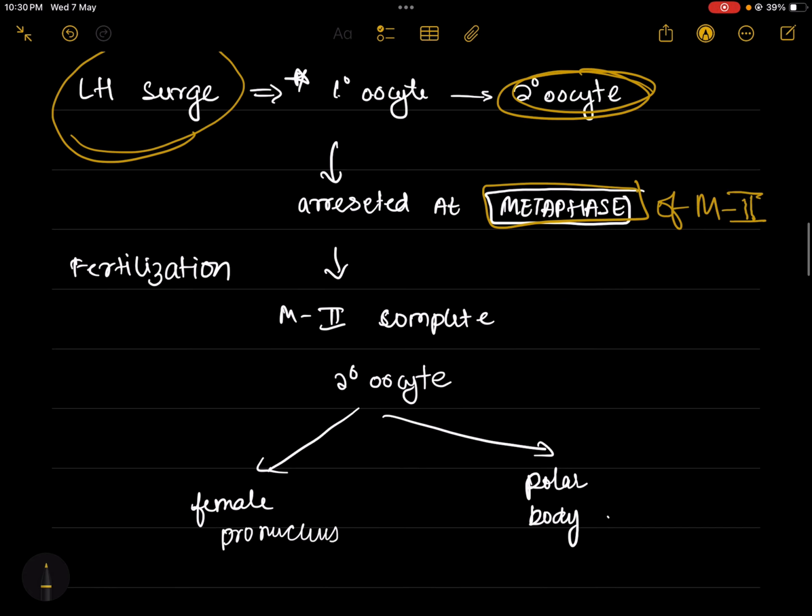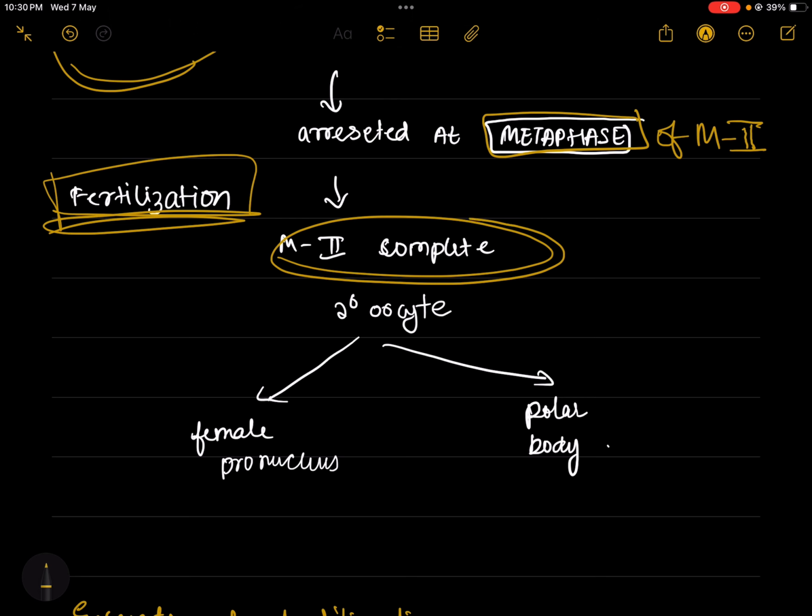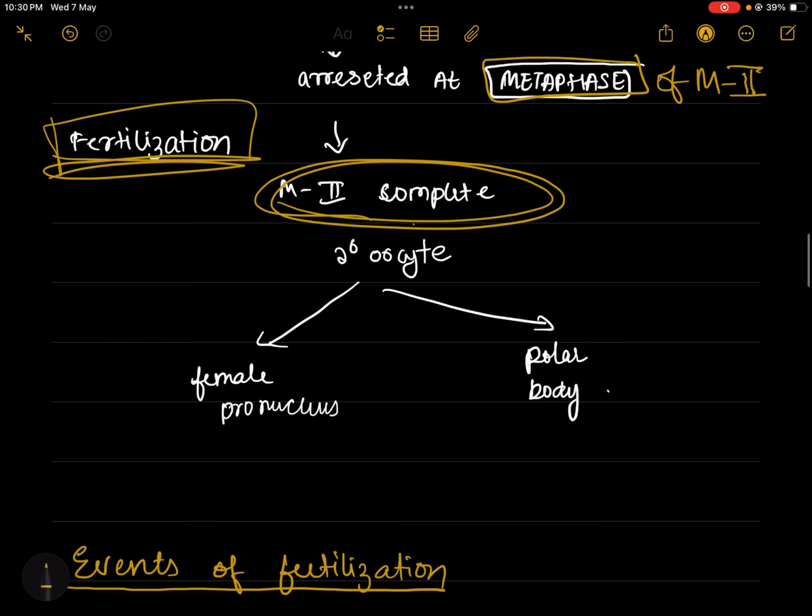Now after fertilization, what happens? When the male pronucleus comes in contact with the oolemma, meiosis 2 will be completed. Meiosis 2 will be completed and it will give rise to female pronucleus and a polar body.